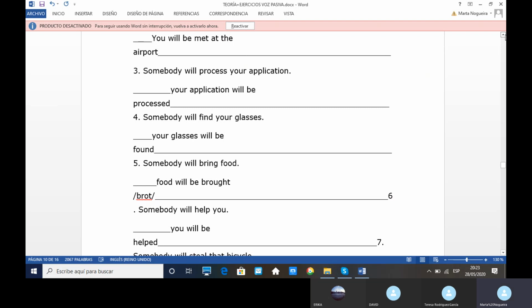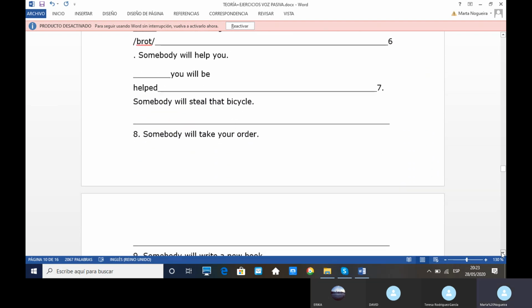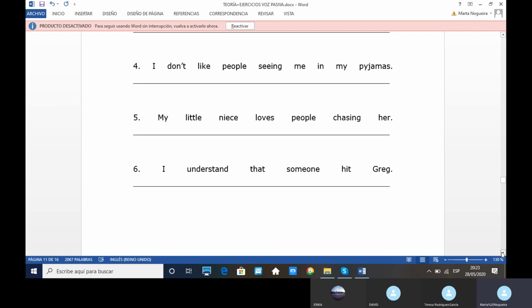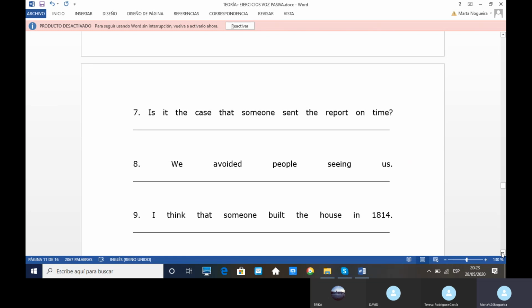Próximo día vamos a repasar ya, o sea, vamos a hacer no un simulacro de examen entero, pero sí cosas que han caído en exámenes. Un reading o algo así, algo diferente. Es que teníamos que ver la pasiva. We skip this. I want someone to love me. I want to be loved. No, we're not going to do this one. This is to make subordinates. You have the theory, okay? You have it in the theory.